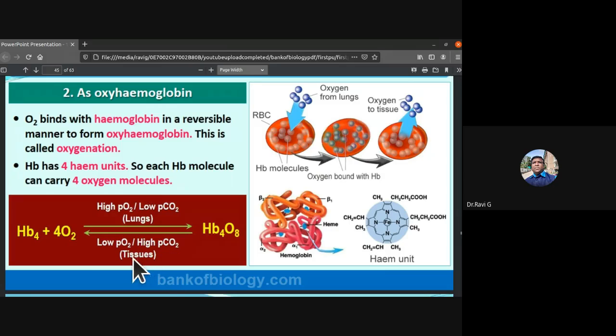When they reach the tissues, within the tissues the hemoglobin and oxygen are going to separate out. This oxygen is used for the respiration process, especially the electron transport system. They require this oxygen. So remember this: the tissues have low partial pressure of oxygen and high partial pressure of carbon dioxide. At this point, oxyhemoglobin breaks down to liberate oxygen, and that oxygen is taken up by the tissues by diffusion.